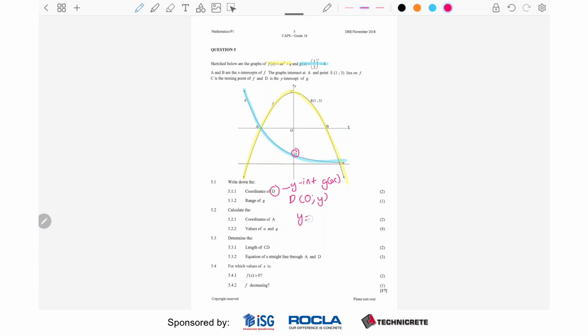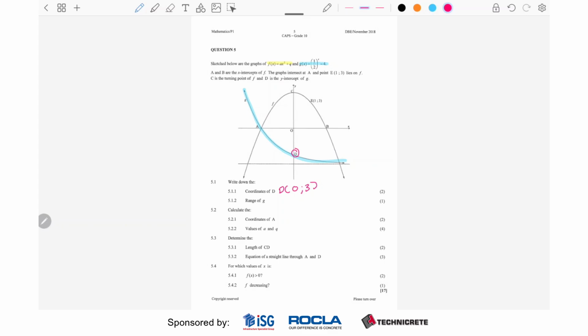So y will equal to a half to the power of 0 minus 4. Now we know anything to the power of 0 is equal to 1. Therefore that becomes 1 minus 4. Therefore the y value is -3. Therefore the coordinates of D is (0, -3).